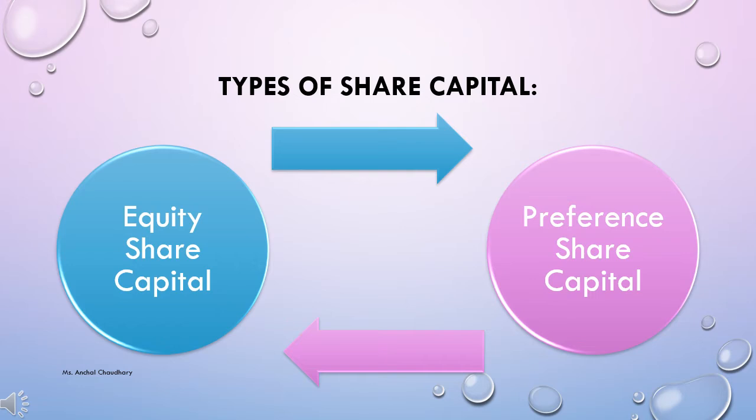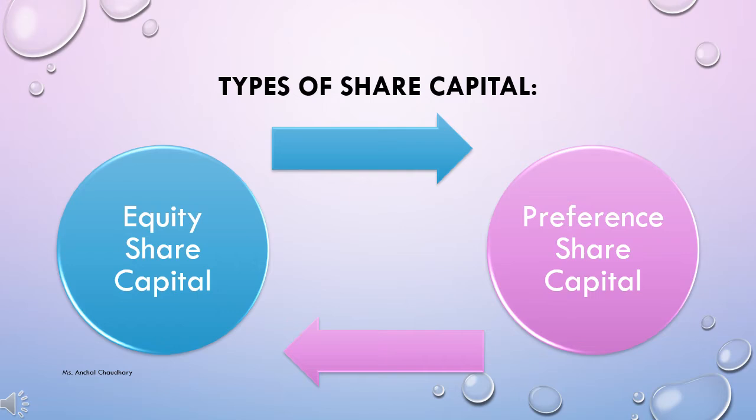Next is your preference share capital. Preference shares are the shares which promise the holder a fixed dividend whose payment takes priority over that of ordinary share dividends. So what happens to a preference share capital holder? They are promised a certain fixed dividend amount, and the capital raised by the issue of preference shares is your preference share capital.